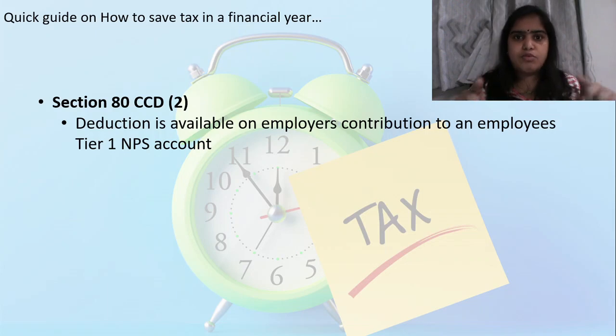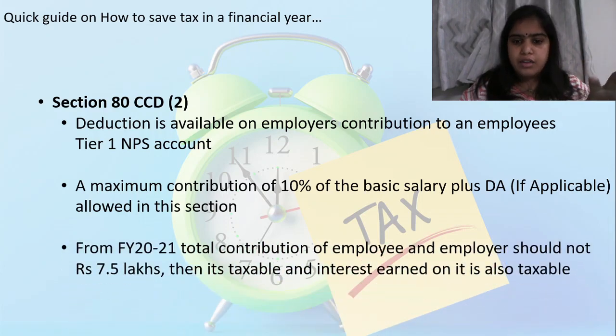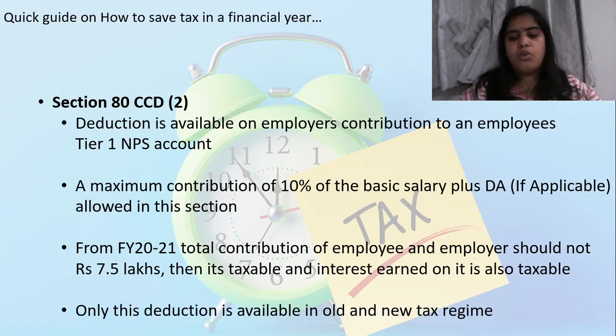Again, the same series is by BSE, IPF and SEBI only. So you can check out what is the difference between tier 1 and tier 2, and what are the advantages and benefits and do's and don'ts regarding it. So if the deduction is available on the employer's contribution to an employee's tier 1 NPS account, the maximum contribution is 10% of the basic salary plus DA from FY21. This is a new thing. Total contribution of employee and employer should not exceed 7.5 lakh rupees. Then it's taxable. Interest earned is also taxable. This is the only deduction available in both the old and new tax regime.